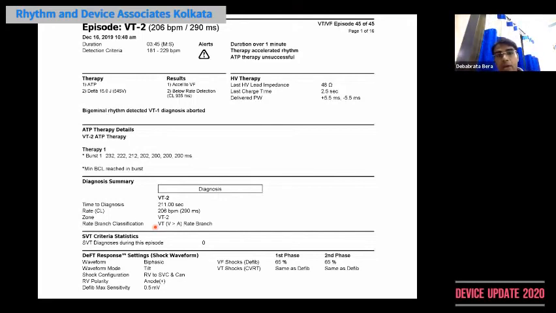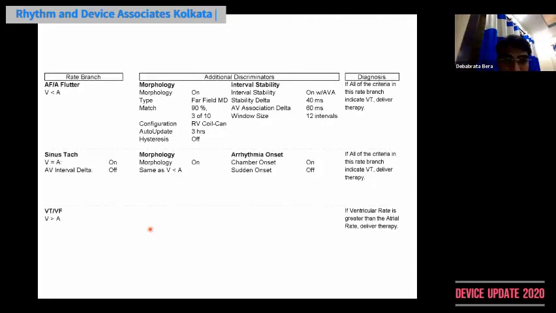Then when we looked into it, as I said, whenever there is V more than A, it will see nothing. This morphology, stability, nothing is considered. It straight away goes for therapy. So this is something you need to take care of. Whenever you have a V more than A, to be very sure, you have to determine whether it was a true VT or not.